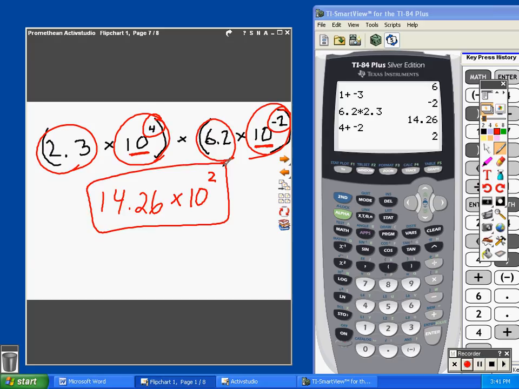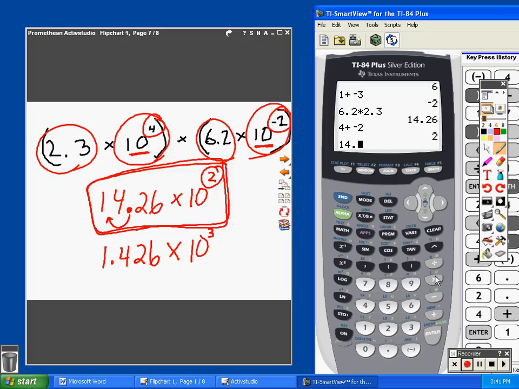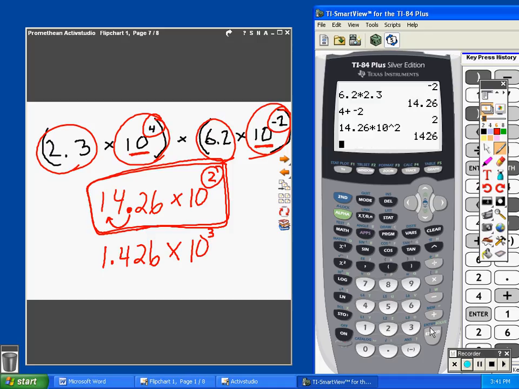Now, if you wanted to put that into scientific notation, we have to move the decimal between the 1 and the 4. And because we just made it a smaller number, we'd have to add 1 to the 10 to the 2nd and make it 10 to the 3rd. All right, but this would be your final answer if you actually just multiply this out. 14.26 times 10 to the 2nd power. And that would be your answer, 1,426.